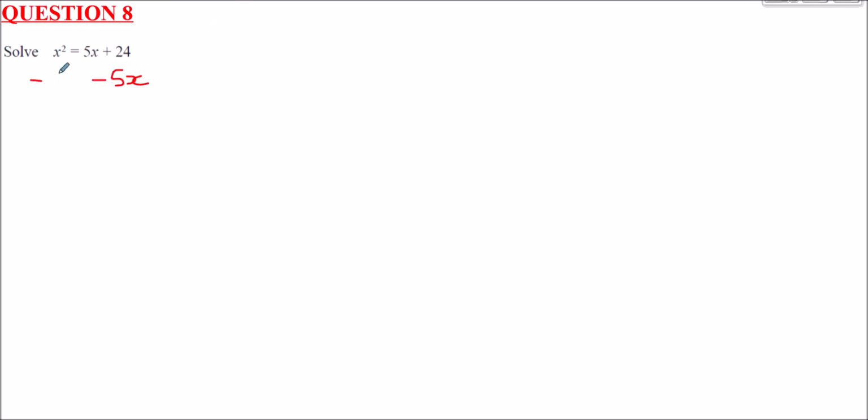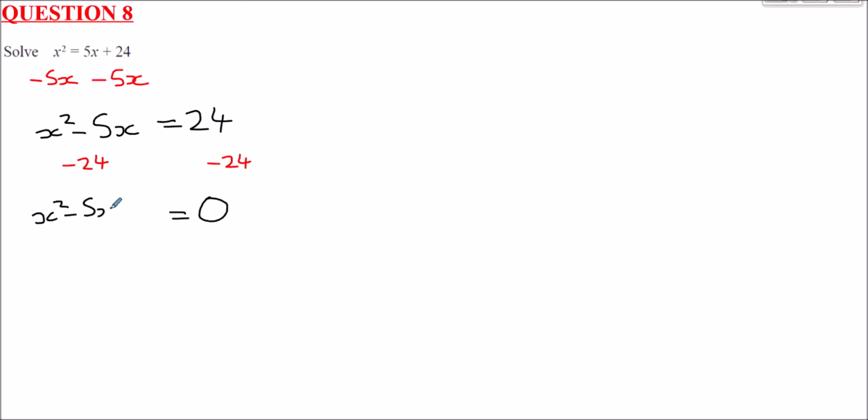So first of all, make that 5x disappear by taking away 5x on both sides. On the left, I'd then have x squared minus 5x. On the right, I've just got 24. My target, though, is to have it all equal to 0. So to get rid of that 24, I can just subtract 24 away. If I take 24 away on the right, of course, I need to do the same on the left. So then we get x squared minus 5x minus 24 equals 0.